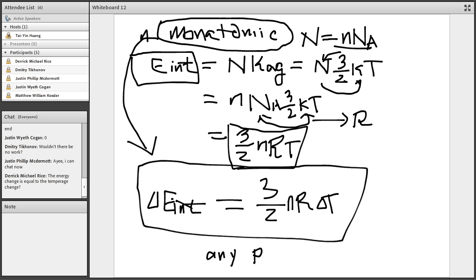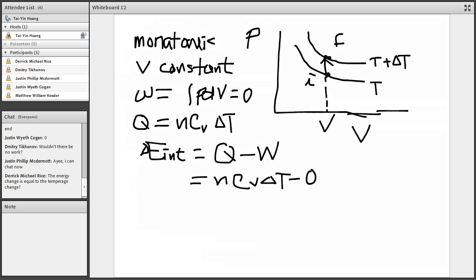In other words, whether it is a constant volume process, a constant pressure process, or any other process, as long as there's a temperature change delta T, this is the internal energy change, provided that the gas you're working with is monatomic. In that case, it is 3 halves nR delta T. So we're going to set on the left hand side 3 halves nR delta T.